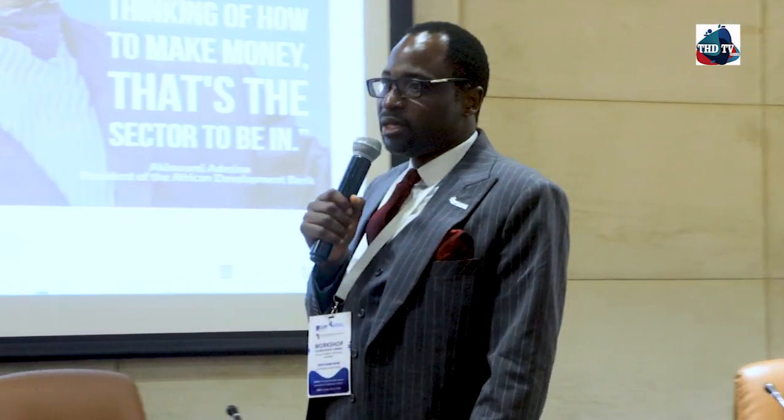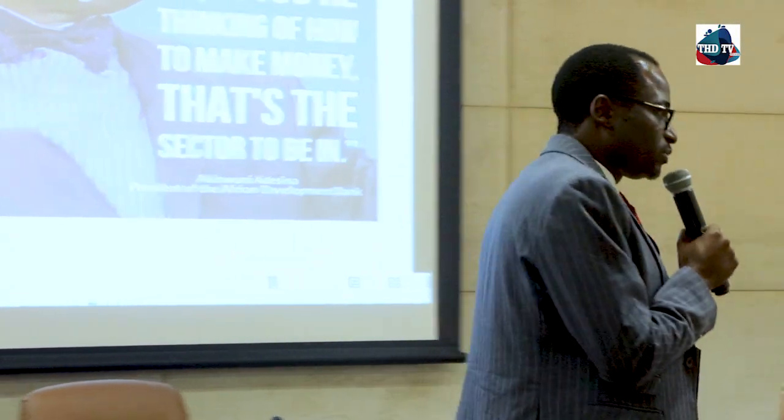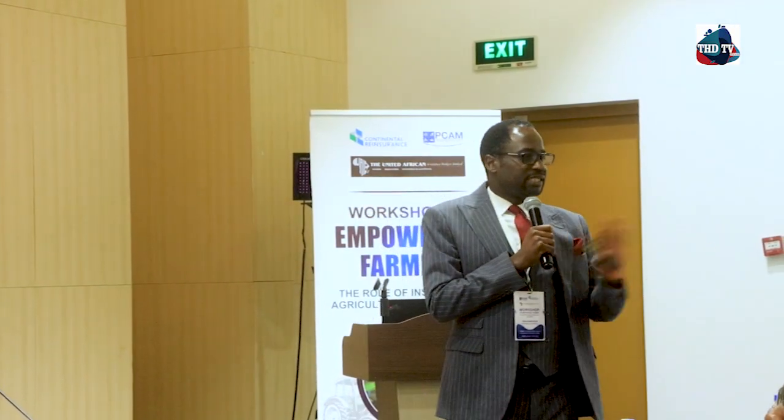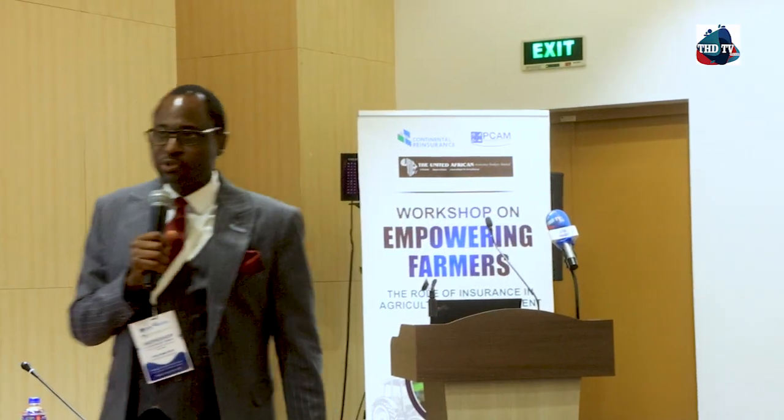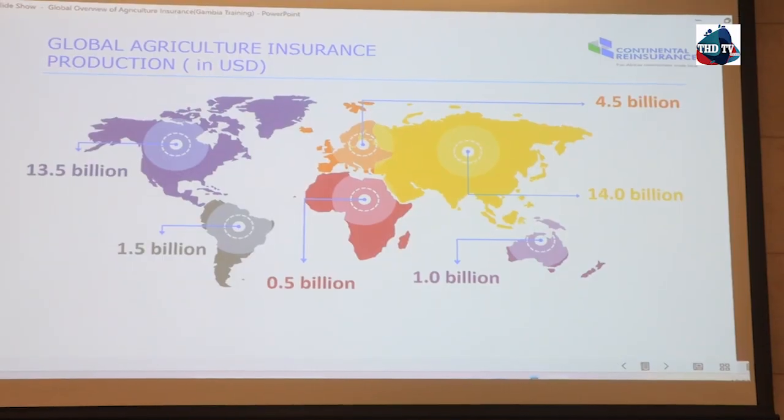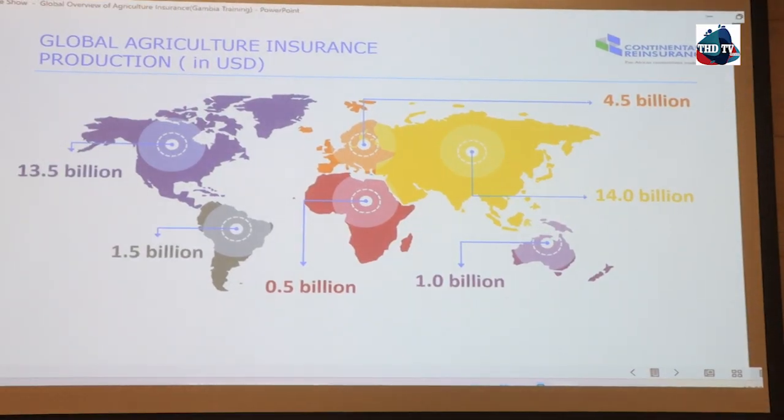I have mentioned that several bodies have pushed for agricultural finance to increase in Africa. We have the World Bank, the AfDB, the African Union, and the United Nations Food and Agriculture Organization. These are some of the international bodies supporting the growth of agriculture in Africa. Okay, so global, look at it. This is agri. We are doing agri insurance. So this is global agriculture insurance production in USD. So you see where you belong in Africa. Like I said, we are still scratching.